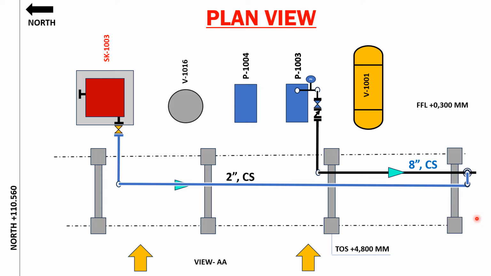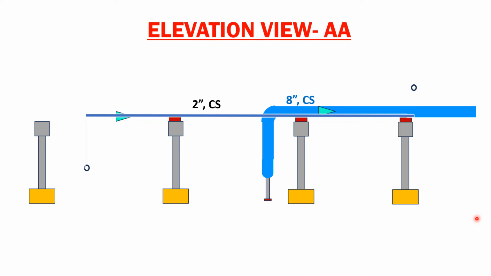Now we have to identify how the tie-in point needs to be fixed. So let's go to this elevation view, because this is where we have finalized, right? So what are we doing? We are going to connect this new line, the dark blue line, into the existing header where you already have a 2-inch flange available. From here I'm going to connect my new 2-inch line.